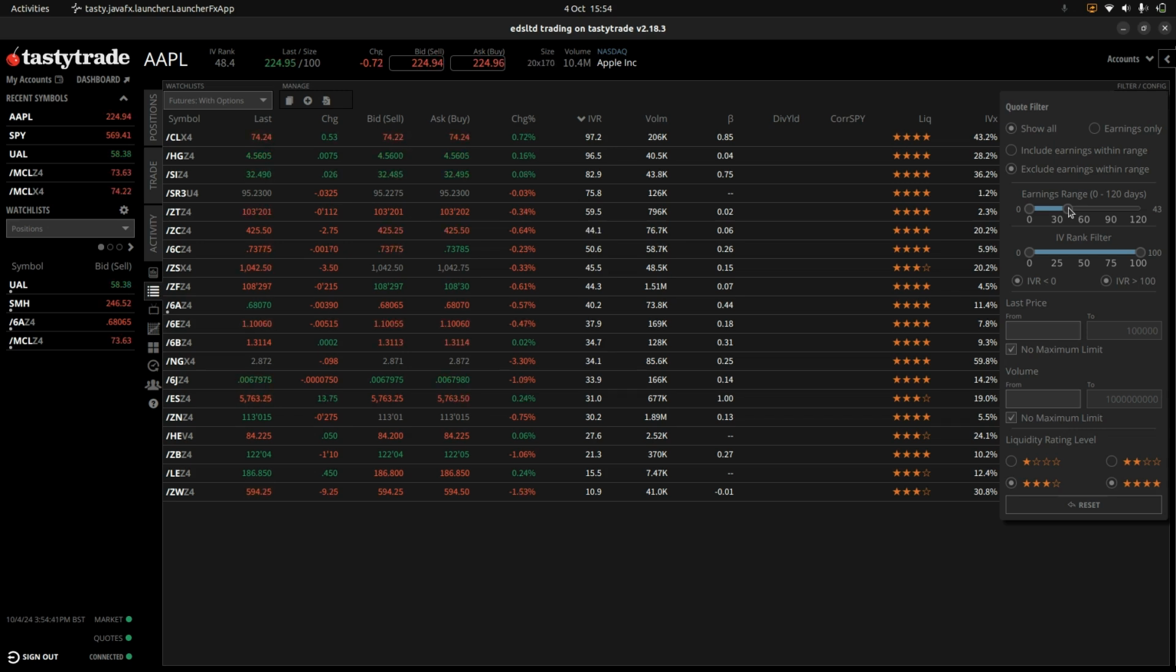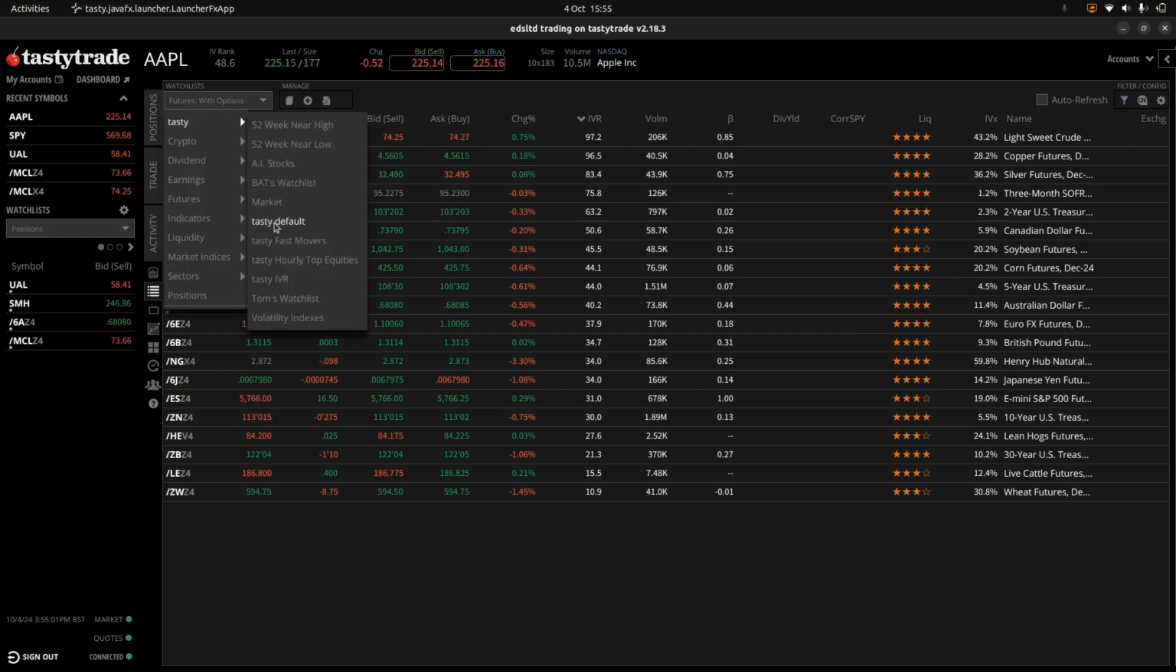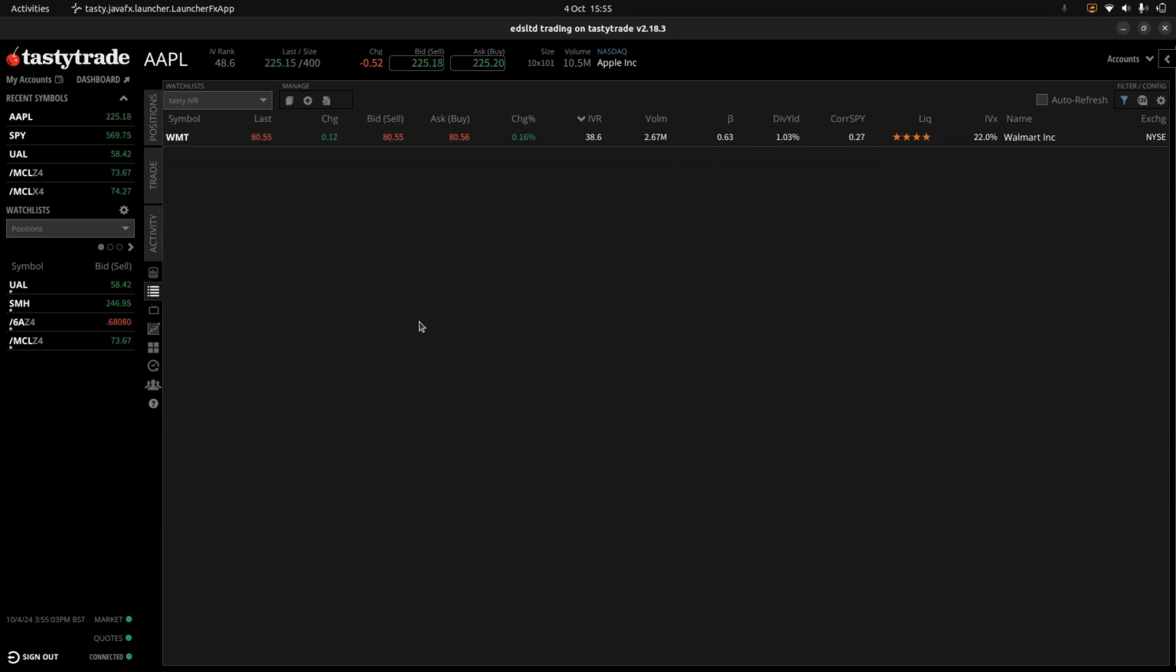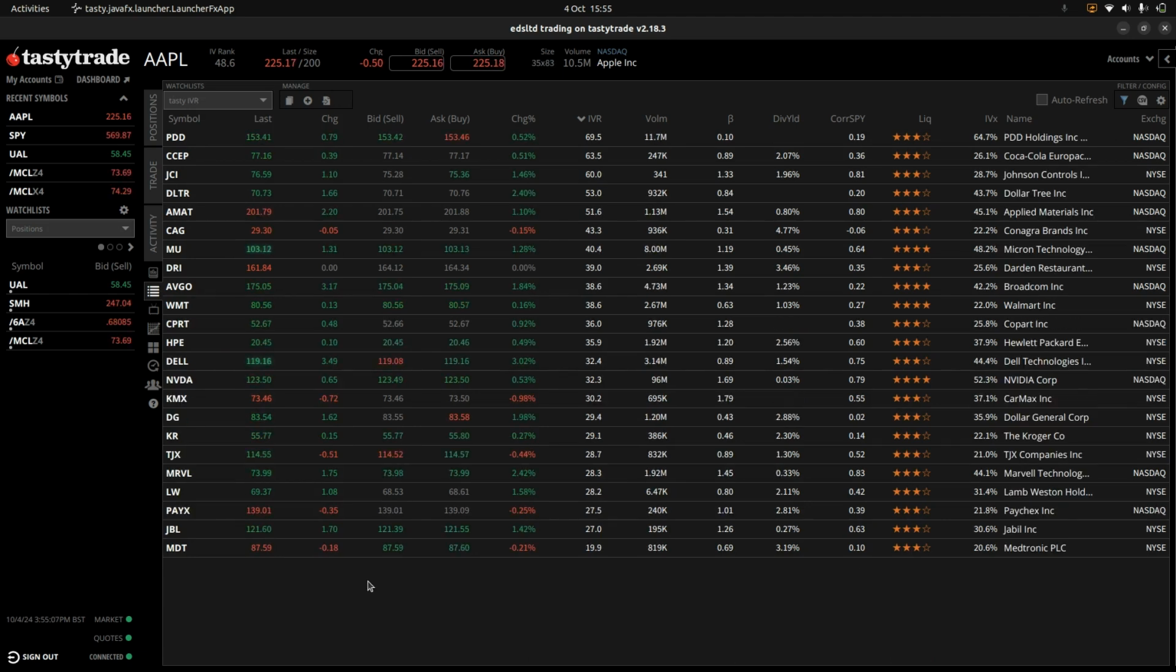So as well as filtering out for earnings, you can also filter out any underlying that has a low liquidity level. The reason for this is we only want to be trading liquid things. We want tight spreads, and we want to be able to get in and out easily. So this is a futures watch list. We are not going to be covering futures, but by all means, we can just go to any watch list here, and we can just go down the list.